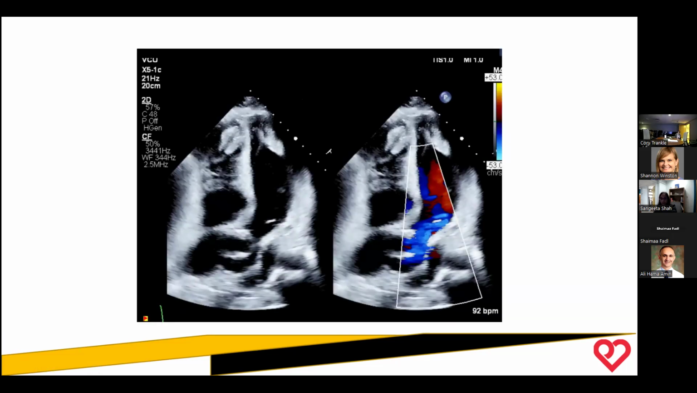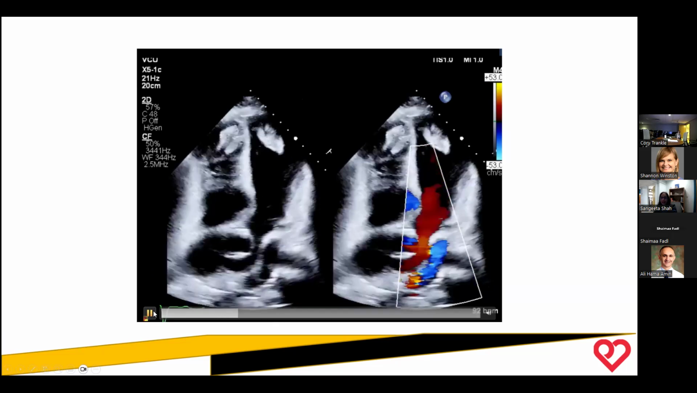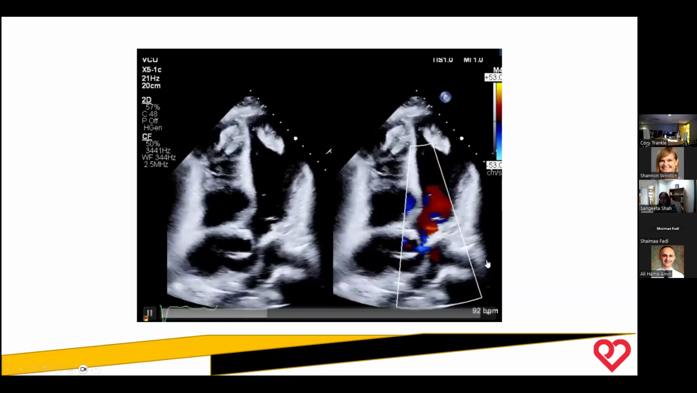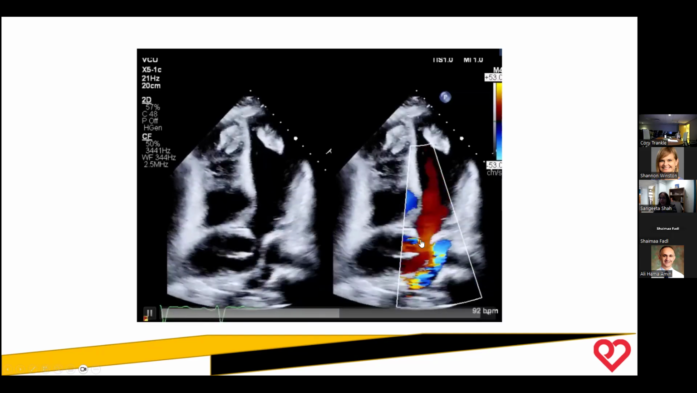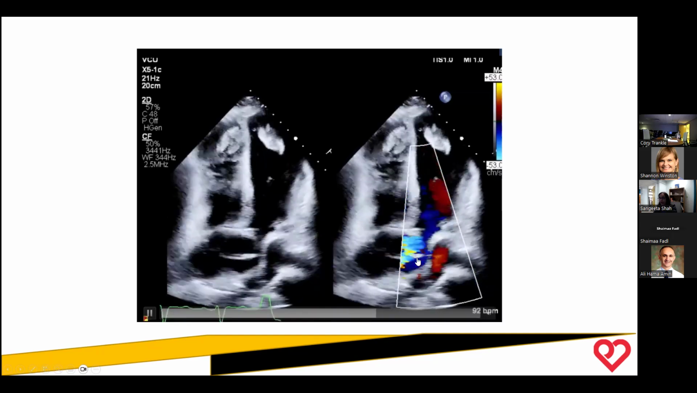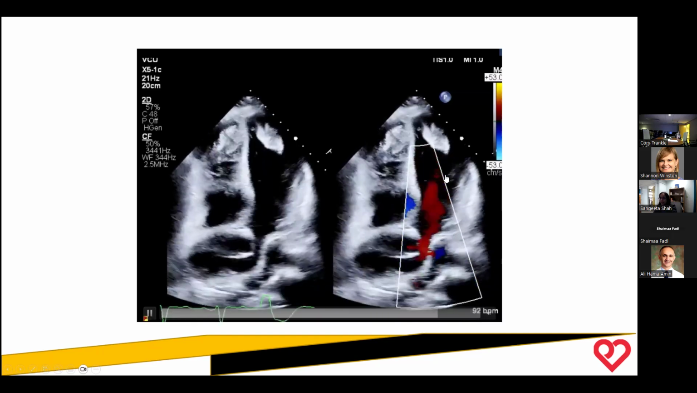I highlight this one to show both the atria and to show you how the flow comes in by color flow towards the mitral valve. So this is the systemic venous flow coming in towards the mitral valve.